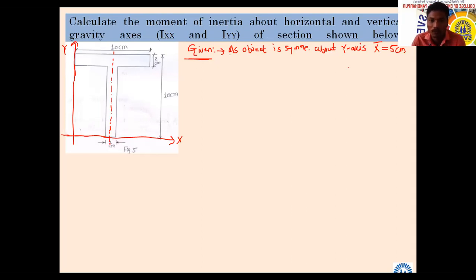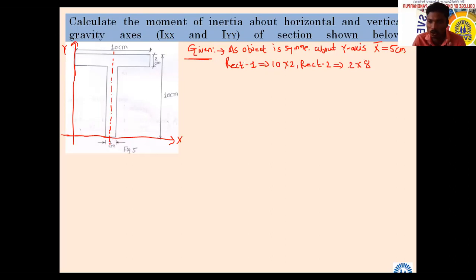First task is to divide this object into standard parts. Into how many parts shall we divide it? Rectangle 1 having dimension, suppose, 10 into 2, rectangle 2 having dimension 2 into 8. Is it correct? Yes, sir.